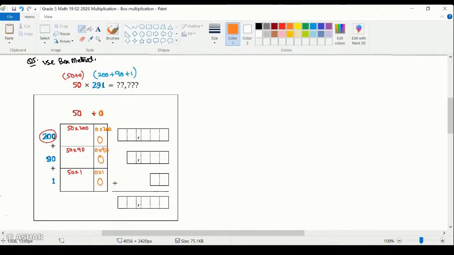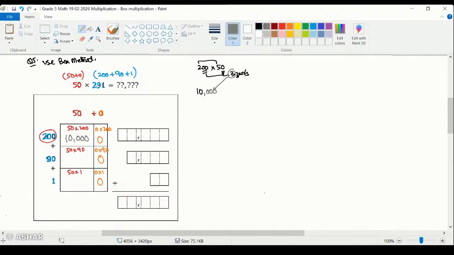We have to look at this option. 200 is multiplied by 50. How many zeros do we have? We have a total of 3 zeros. Agreed? And 2 multiplied by 5 was 10. After 10, we simply add the 3 zeros. That means it comes out to be 10,000.